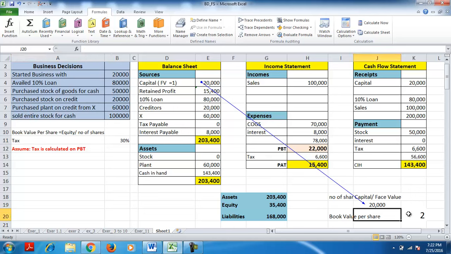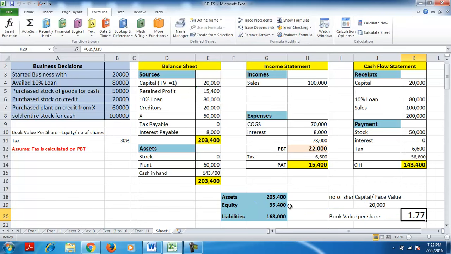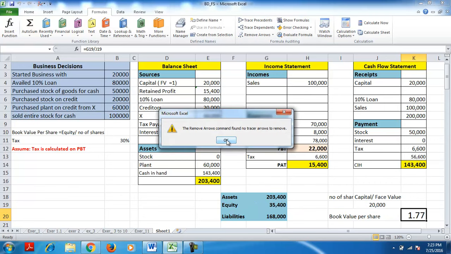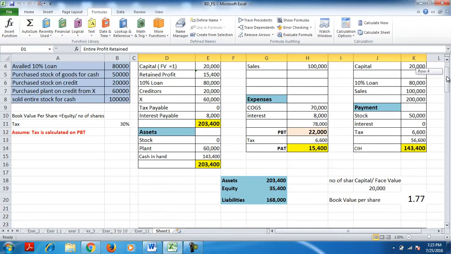So the book value per share we calculated here is equity, that is 35,400, divided by number of shares, that is 20,000. So 1.77 is the book value per share. That means if the business is closed now, as per the books, the shareholder will get 1.77 rupees per share. Whether they actually get that much or not depends on the market value of the shares. So with the assumption that the entire profit is retained, we have arrived at a book value per share of 1.77. Thank you very much.